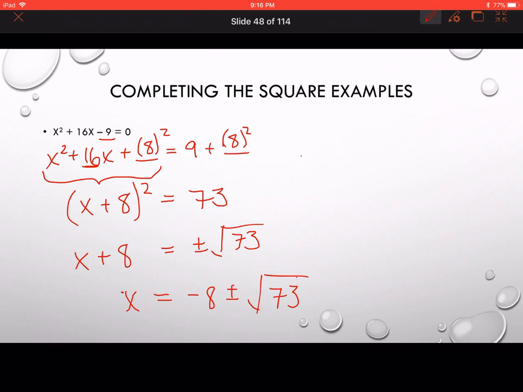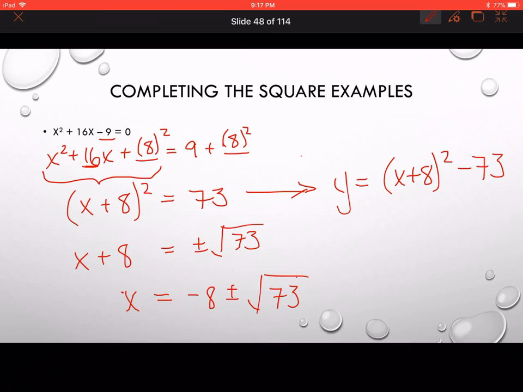If I punch them into my graphing calculator, negative 8 plus root 73 and negative 8 minus root 73, I'm going to get two answers, and those are my two x-intercepts or my two solutions. Now if I came back to this second line I have written here, if instead of solving this, if I had written this with the 73 on the same side, right, I could write this as y equals x plus 8 quantity squared, and if I subtract that 73 over, I get this equation.